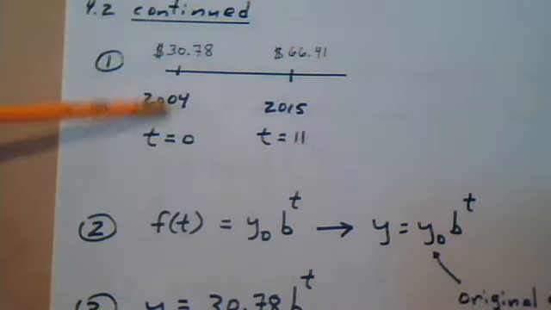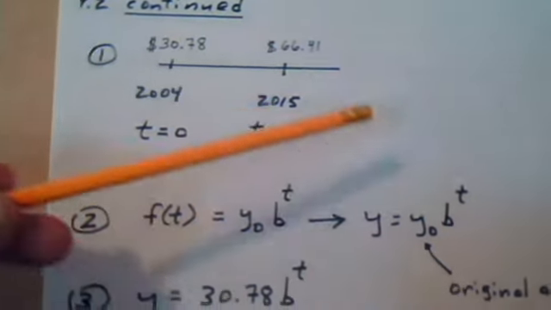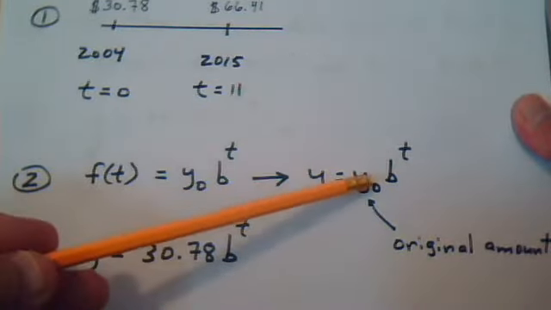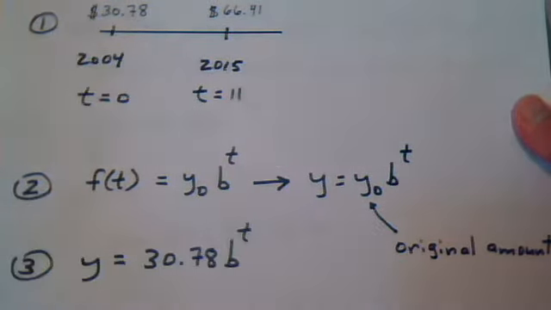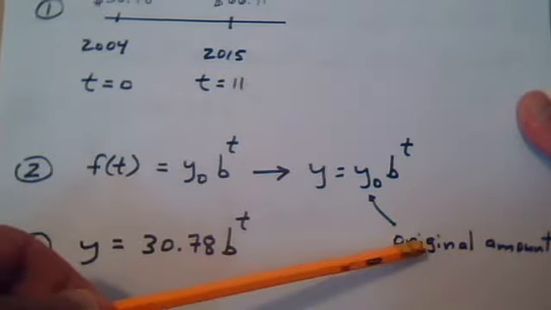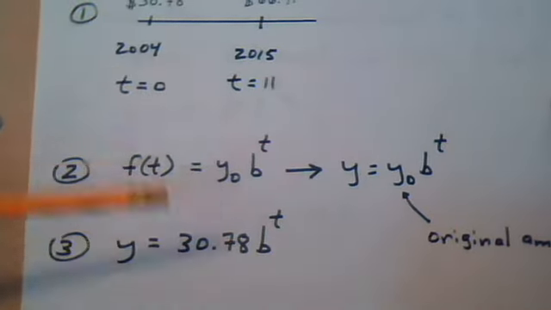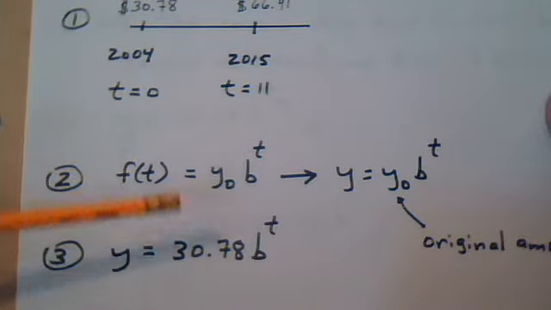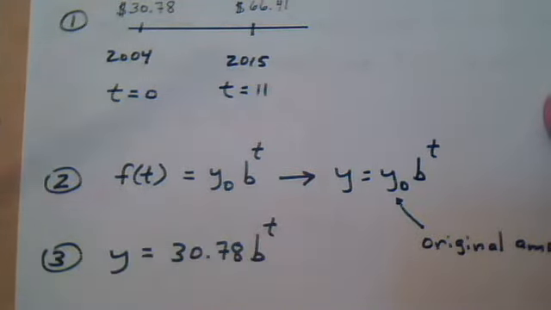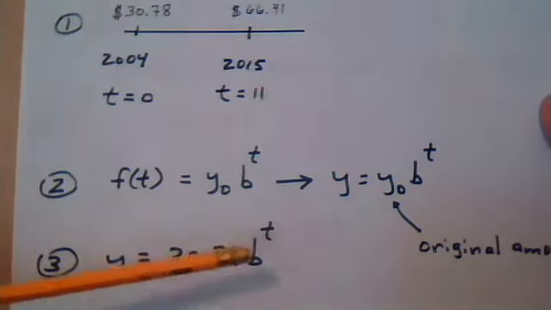This one, where you start, this one is the original. So notice the original amount is going to go here. The y's represent the money, and t is the time. So the original amount goes right here. So you take your $30.78 and you put it here in the place of y sub 0. So notice we already found y sub 0. We just need to find the b. To find the b, you use the next or another data point. So we use this information to figure out the b.